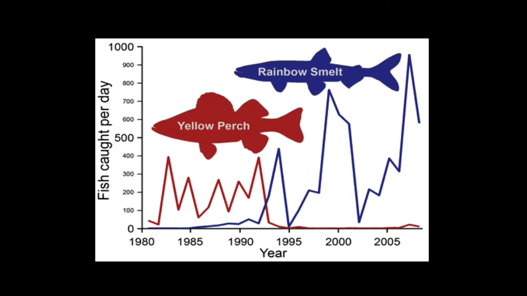Okay, cool. What pattern might you infer from this data? Or what conclusion might you take away from this data, Rob? That as the yellow perch was overfished, the rainbow smelt kind of became invasive and took over.